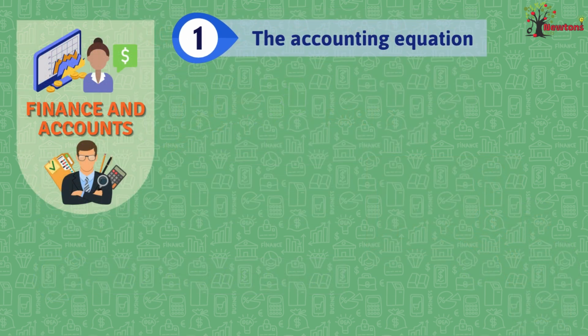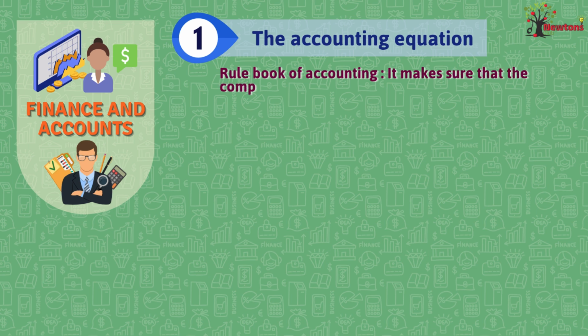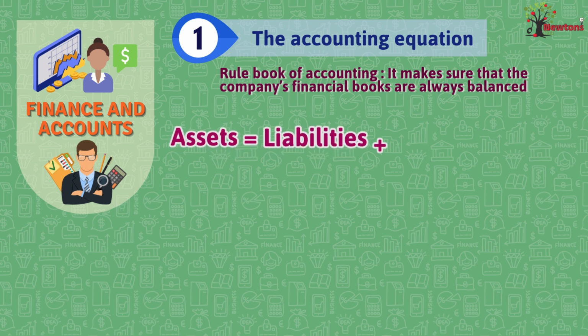The accounting equation, the backbone of finance. Think of it as a rule book of accounting. It makes sure that the company's financial records are always balanced. The equation is really simple. Assets equal to liabilities plus owner's equity. But what do these terms mean?